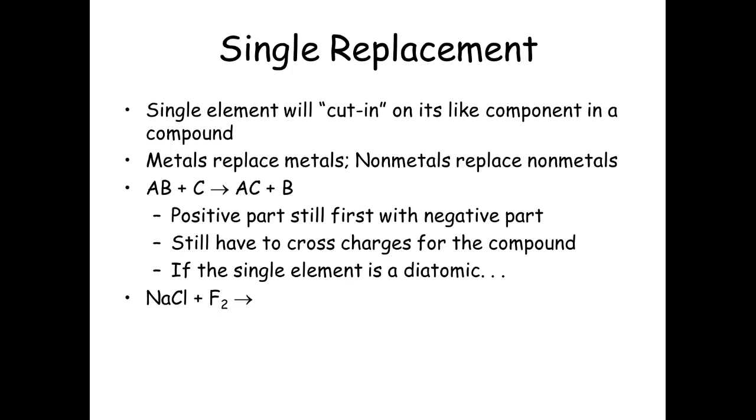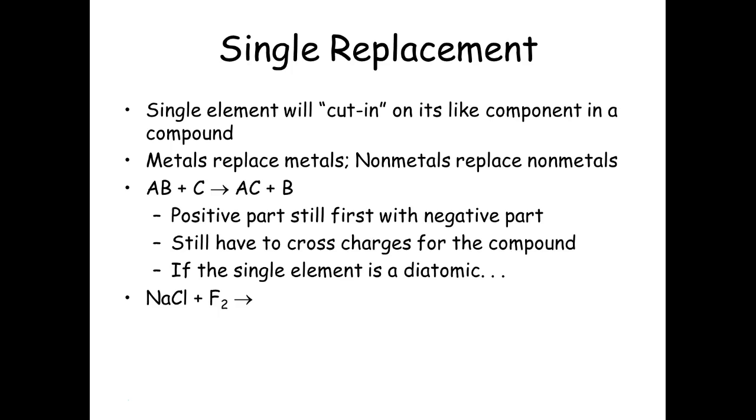All right, so looking at a single replacement reaction, this is where a single element cuts in on the compound or its like component in the compound. So again, we still have metals replacing metals and nonmetals replacing nonmetals. So you need to figure out the part that's by itself. Is it a metal or a nonmetal, or is it typically a positive or negative charge? It will replace its like part within the compound. When you write your compound, you still have the positive part first and the negative part second. You still have to cross your charges. And if that single element is one of the diatomics, you have to write it with its subscript too.